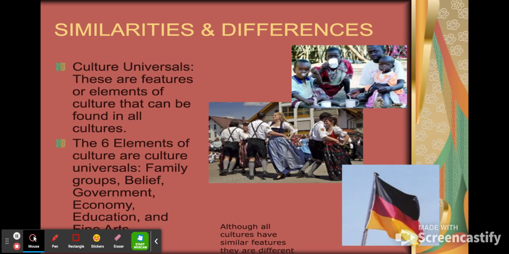Similarities and differences. Culture universals. These are features or elements of culture that can be found in all cultures. The six elements of culture are culture universals: family groups, beliefs, government, economy, education, and fine arts. Although all cultures have similar features, they are different.